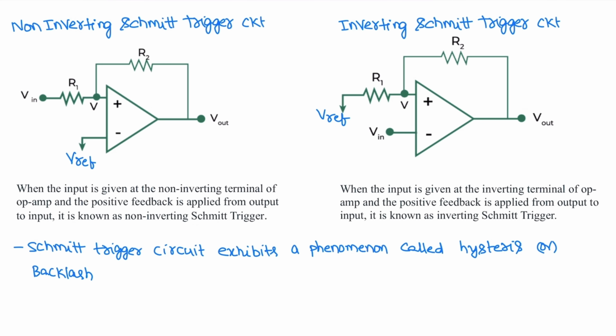These are the circuit diagrams for the non-inverting Schmitt trigger circuit and the inverting Schmitt trigger circuit. In the non-inverting Schmitt trigger circuit, the input voltage is applied to the non-inverting input terminal of the operational amplifier. In the inverting Schmitt trigger circuit, the input is applied to the inverting input terminal. The Schmitt trigger exhibits a phenomenon called hysteresis or backlash.